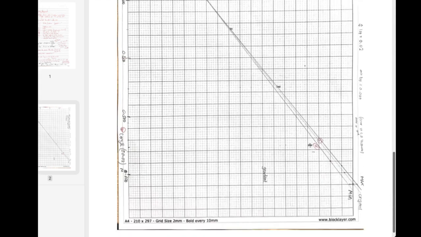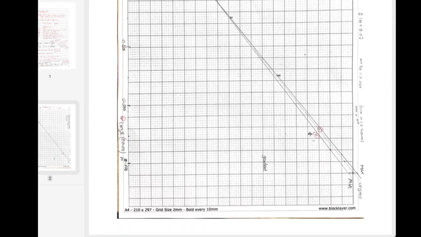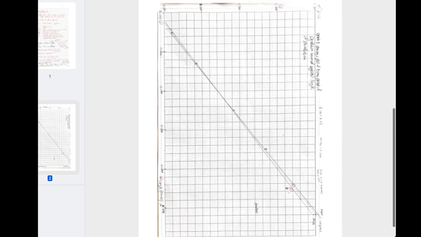So what this part does is, as well as work out the gradient of the graph, if you zoom out a little bit so that you can see, but you can look at the proper document, we also apply a maximum and minimum gradient to the same line.